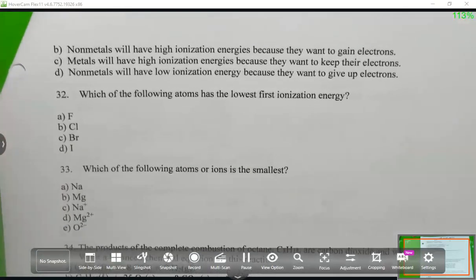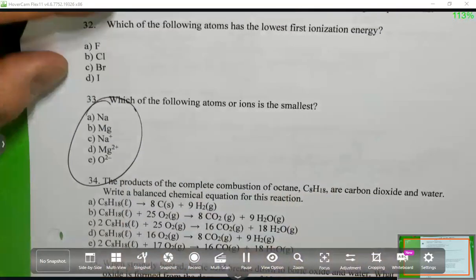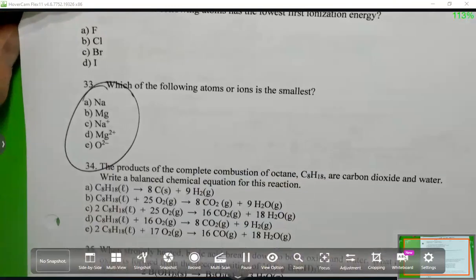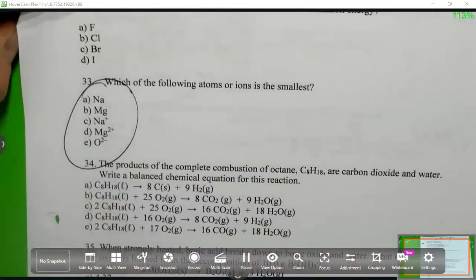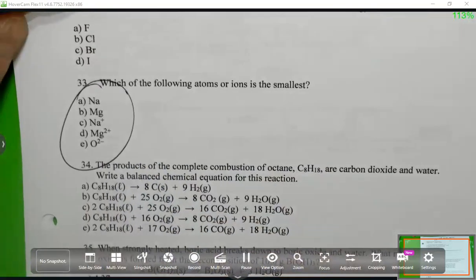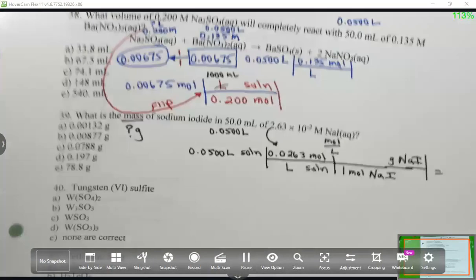31, 30, 33. Which of the following ions are the smallest? We did this exact one. Isn't this the exact one we did on the learning guide? Or close to it? This is it, isn't it? This is the exact same question we did the last time we were here. 33, 44.